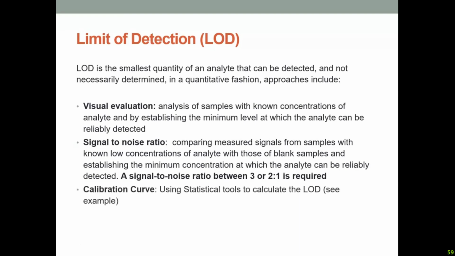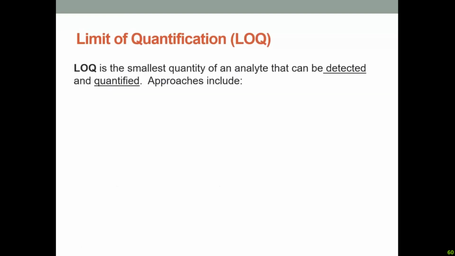We can also use the calibration curve using statistical tools, so we're going to be having a look at these in a minute. There's also other methods that you can use to quantify your limit of detection, and if you look at the ICH Q2 guidelines, they give you a lot of good information on that.